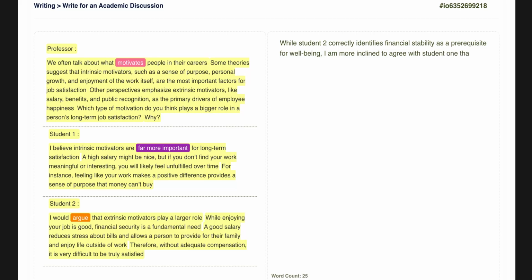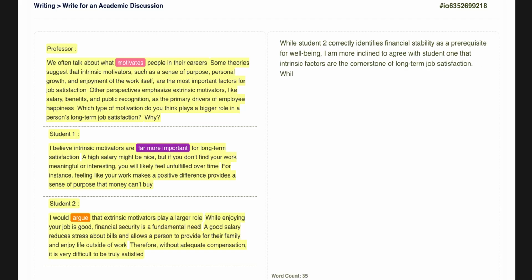In the first part of our opening sentence, while student 2 correctly identifies financial stability as a prerequisite for well-being, we are acknowledging the previous speaker. This shows the rater that we can integrate ideas in an academic setting. Then, we move to our main thesis. I am more inclined to agree with student 1 that intrinsic factors are the cornerstone of long-term job satisfaction, which clearly states our position. Using words like cornerstone shows a high level of vocabulary, which helps your score in language use.